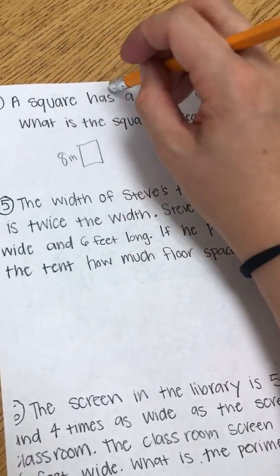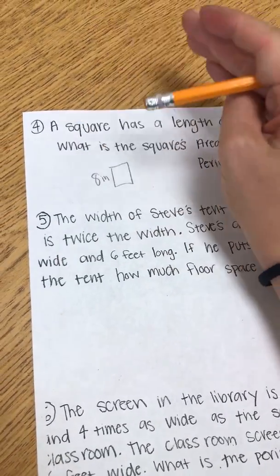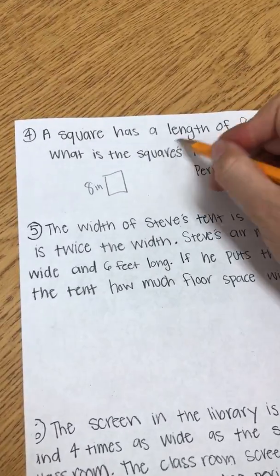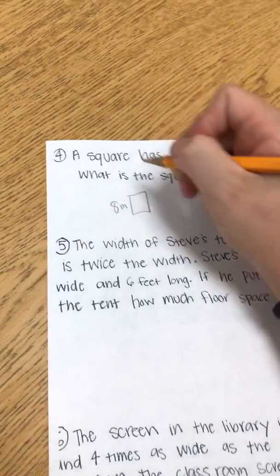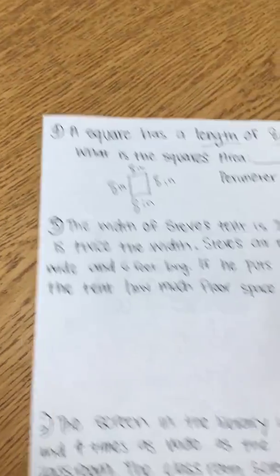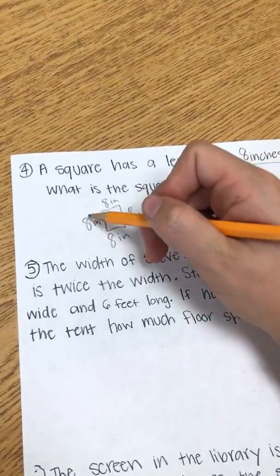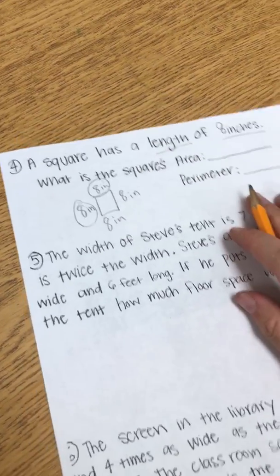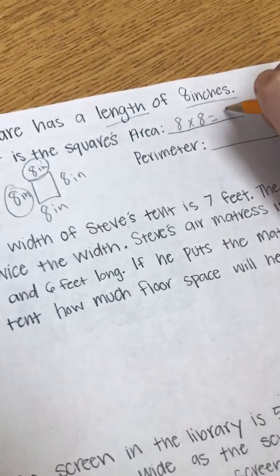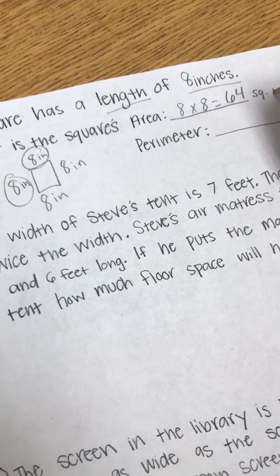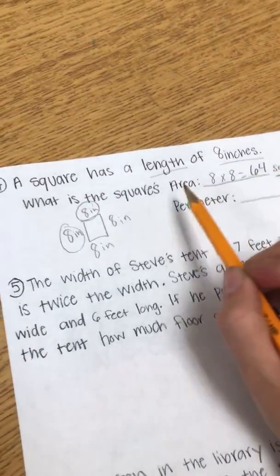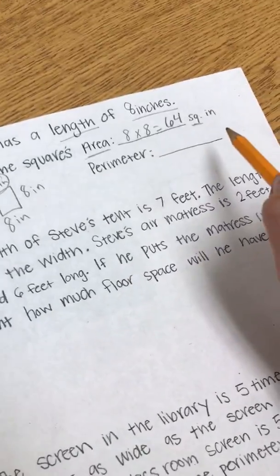What is special about squares? Squares have 4 sides, and those sides are equal. So if I know one of my sides is 8, all 4 of my sides are going to be 8 inches. To solve for area, I'm going to multiply my length and my width. So 8 times 8, that will get me 64. My measurement is in inches. 64 square inches. Remember, square just lets me know that we solve for area.